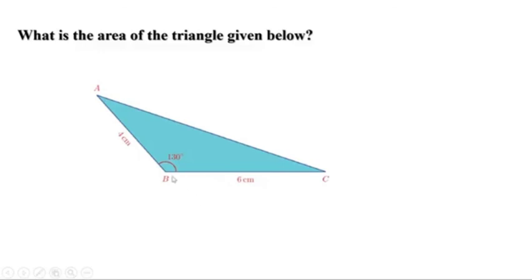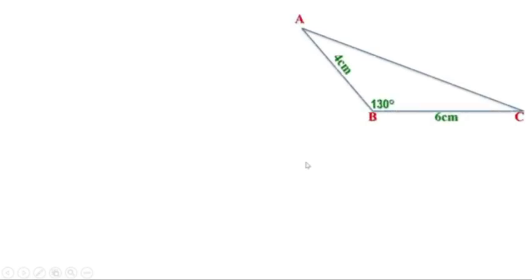Next, what is the area of the triangle given below? This one, here angle is greater than 90 degree. That is 130 degree. Base is given 6 centimeter and one of the sides, the second side, is also given 4 centimeter. We have to find area of the triangle. That means area is half into base into height. For that we want to find the height of this triangle.